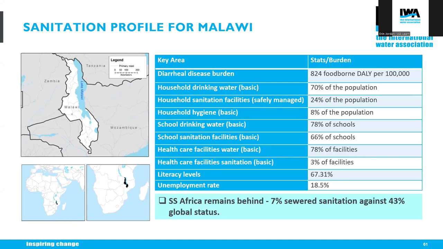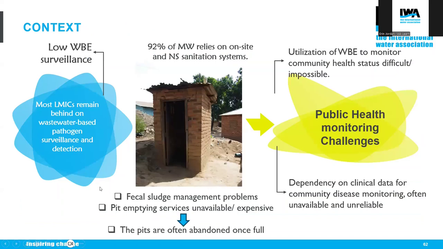Now, Malawi, just like most of sub-Saharan Africa, remains very behind in terms of sewage sanitation. We only have 7% of our population covered within the sewage. So most of our sanitation system remains unsewered. And here I want to share some of the key experiences setting up a surveillance system in a non-sewered context.